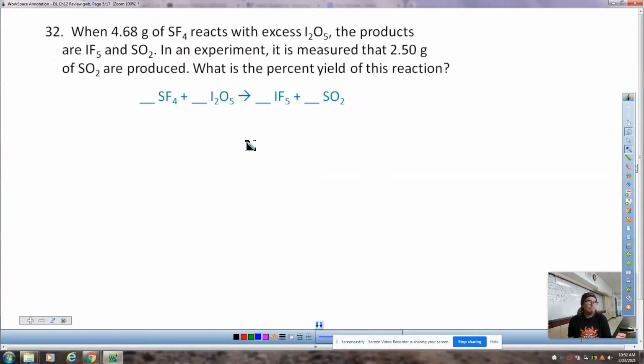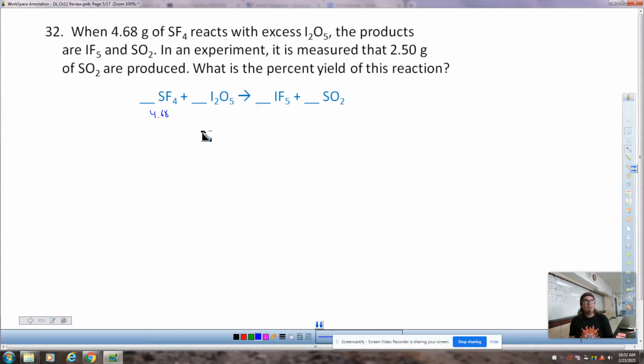Question number 32, 4.68 grams of sulfur tetrafluoride. Let's put a 4.68 here. I'm not sure why I don't have this already balanced. Reacts with excess I2O5. The products are IF5 and SO2.